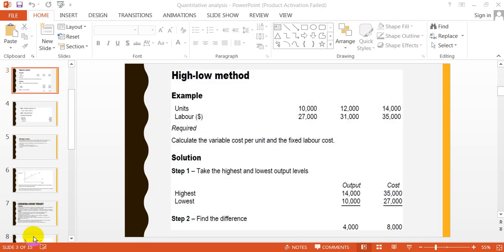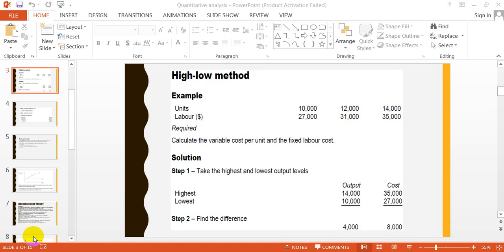So we have this question. Now, to use the high-low method, you pick the high from the unit side. You don't use the money side to determine the high. Although you may find that in most questions, the high money will relate to the high units, but some questions are not like that. You pick the high from the unit side, you pick the low also from the unit side.